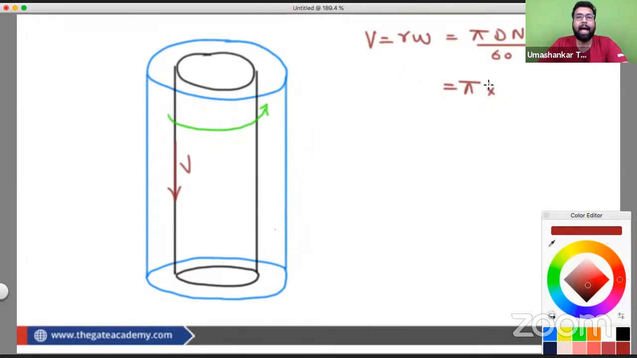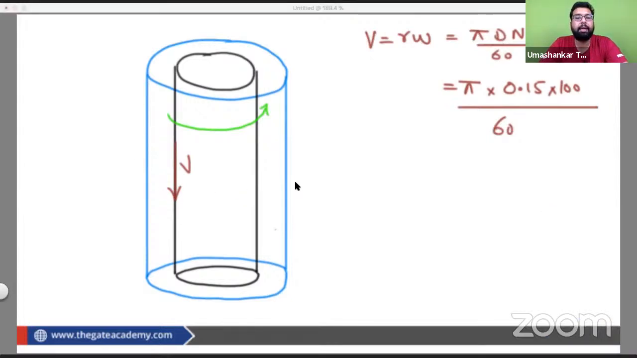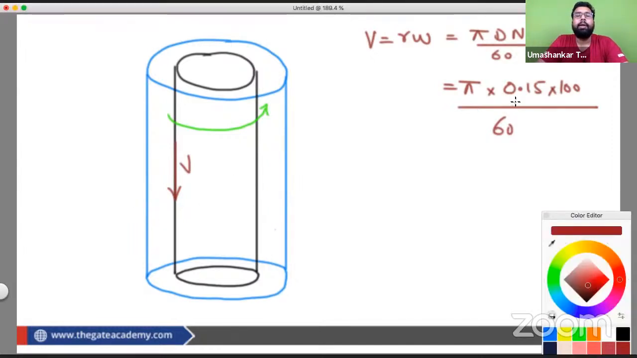So we have this pi, and what is this diameter? The diameter is 15 centimeter. Do not forget to convert it into meter, and we have this RPM as 100 RPM. Sometimes instead of RPM, they may give you the RPS, that is revolution per second. So remember, when they have given you the RPS, you need not divide it by 60.